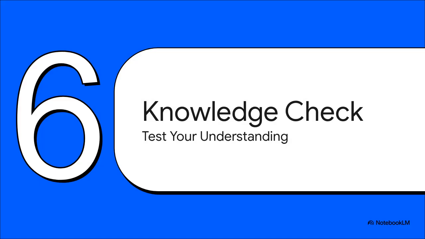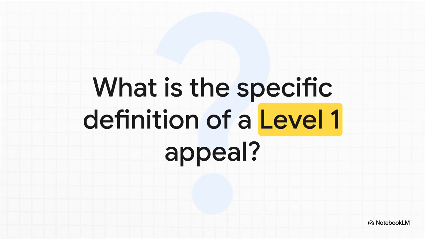And finally, Section 6, Knowledge Check. Okay, let's solidify your understanding of these concepts with a quick little test. Question 1. According to the standard commercial appeals process, what is the specific definition of a Level 1 appeal? Think back to that dispute resolution hierarchy we talked about. What separates a Level 1 appeal from a simple reconsideration? I'll give you a second to lock in your answer.